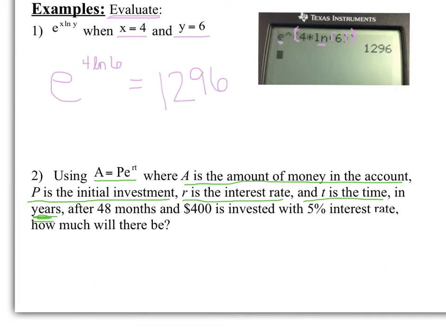So after 48 months, and $400 is invested with 5% interest rate, how much will there be? So after 48 months is important. 4 years, or 400 is invested at 5% interest rate. They want to know how much there will be. So A is what I'm trying to find. I don't know what A is.